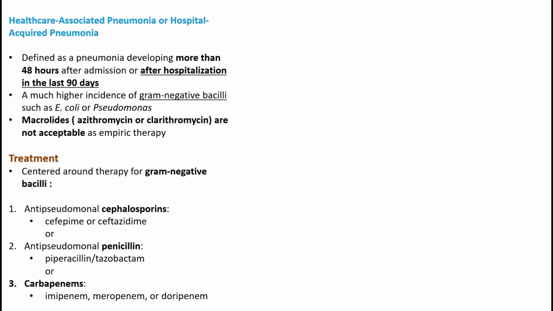Macrolides are not acceptable as empiric therapy for hospital-acquired pneumonia. The therapy has to be centered around therapy for gram-negative bacilli. We can choose one of these three groups: anti-pseudomonal cephalosporins like cefepime or ceftazidime, or anti-pseudomonal penicillins like piperacillin plus tazobactam, or one of the carbapenems like imipenem or meropenem.